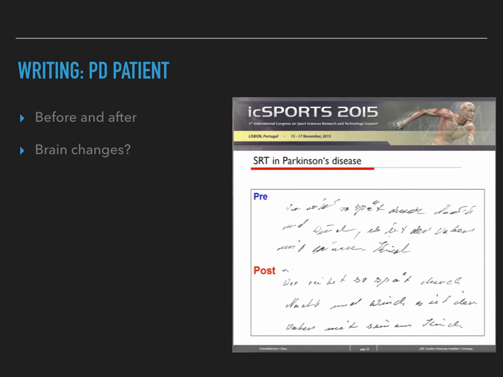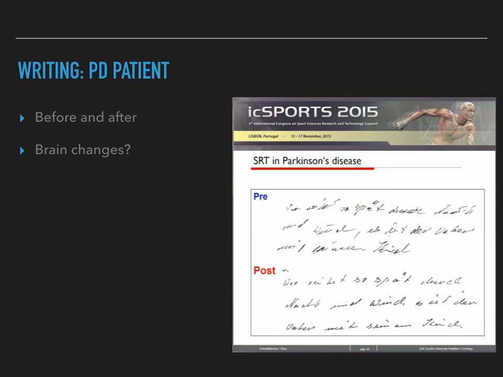But what we're looking at here is the writing. So you can see pre and post. We talked earlier that the basal ganglia, or the brain, is important when we're looking at small and accurate movements, right?